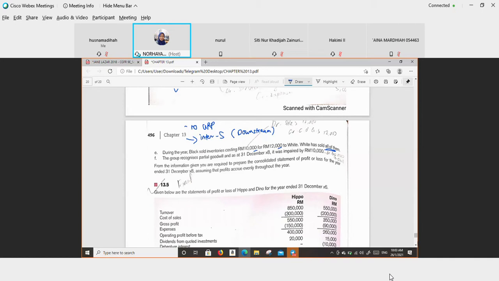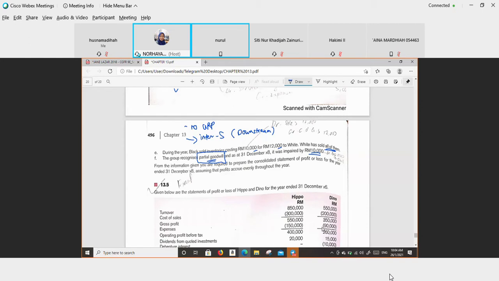And then F, the group recognizes partial goodwill and it is impaired by 10,000 at the end of the year. If it is partial goodwill, what is the indication? The impairment is deducted from the parent only. If it is full goodwill, it has to be apportioned: part of the impairment is deducted from the parent and part from the subsidiary. It has to be allocated.